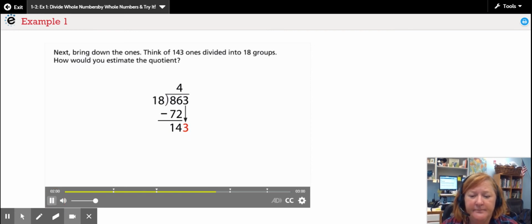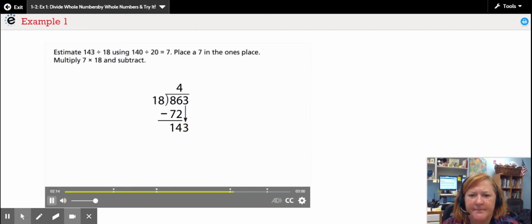Next, bring down the ones. Think of 143 ones divided into 18 groups. How would you estimate the quotient? So again, we can probably still use 20 for the 18, because that's a really nice number in our head to divide by. For 143, there's a number that would be really nice and easy. 140 would be pretty easy in my head to divide by 20, and that looks about 7. So let's see what they do.